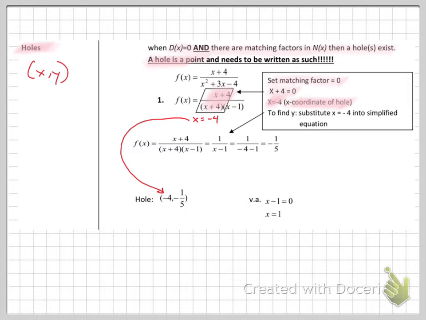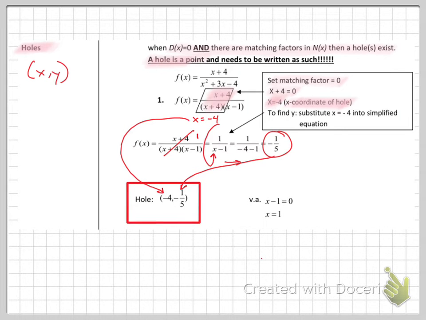To find the y value, you go ahead and simplify your expression. x plus 4 over x plus 4 cancels out, but remember when it cancels out, you still have a 1 left, which is where the next equation comes from. Then you plug your answer in. We got -4 for x, so you plug that in, which is what happens as you move to the right. You do the math, and then this answer gives you the y value, and the answer to your hole is always a point, and in this case it's -4 comma -1/5.